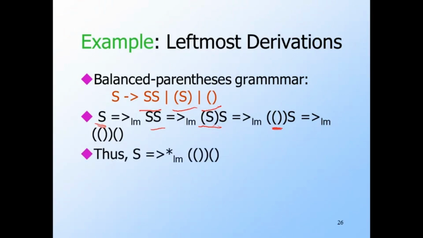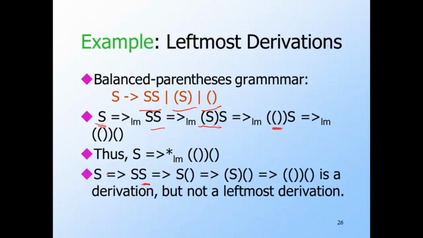The arrow star leftmost notation can be used to express 0 or more leftmost derivation steps. So, for example, S is related to the terminal string by this relationship. It is also related to itself and all the other steps in the derivation by the same relationship. And in fact, each step is related to itself and all the following steps.